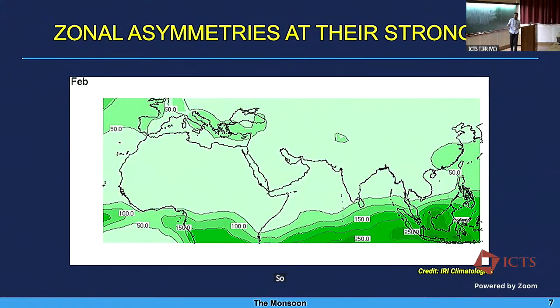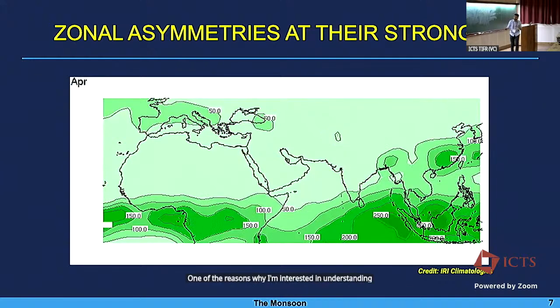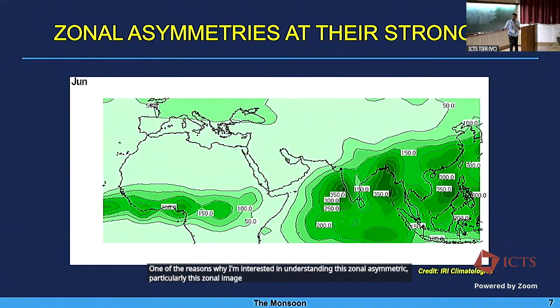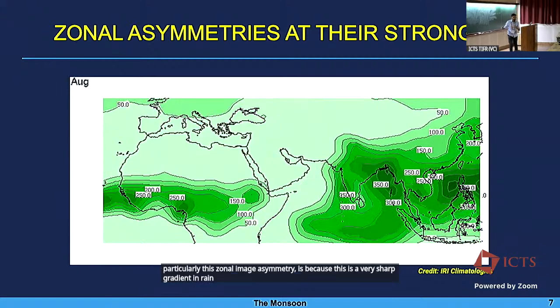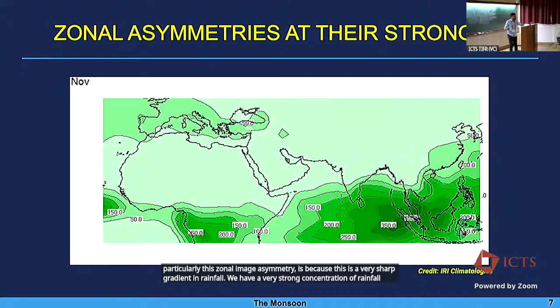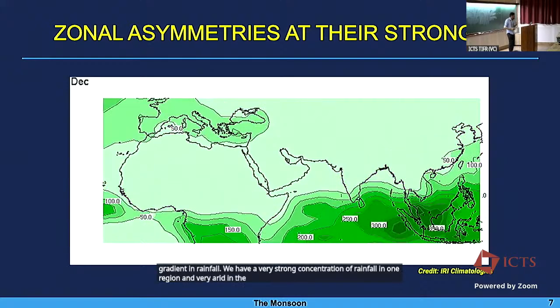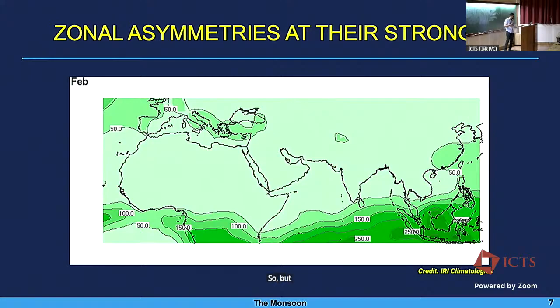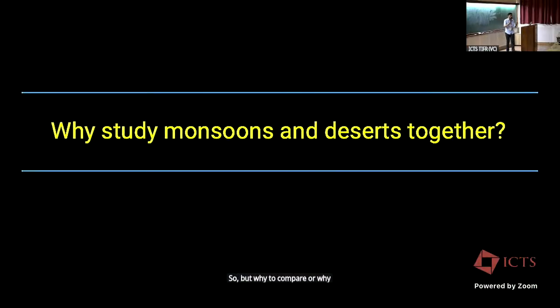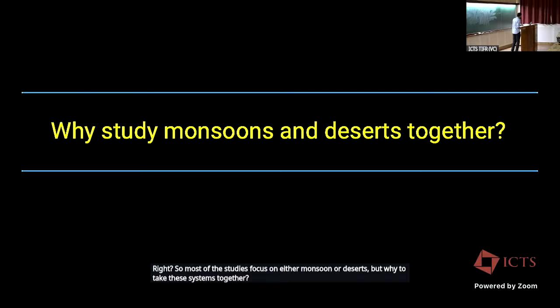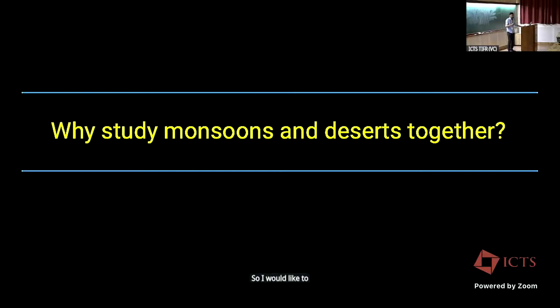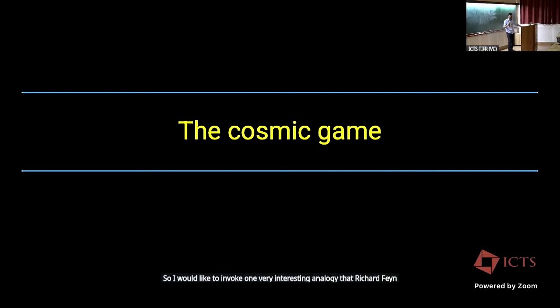One of the reasons I'm interested in understanding this zonal asymmetry is that it is a very sharp gradient in rainfall. We have a very strong concentration of rainfall in one region and very arid conditions in the other. But why consider these two systems together? Most studies focus on either monsoons or deserts, so why take them together? I would like to invoke a very interesting analogy that Richard Feynman gave, the cosmic game.